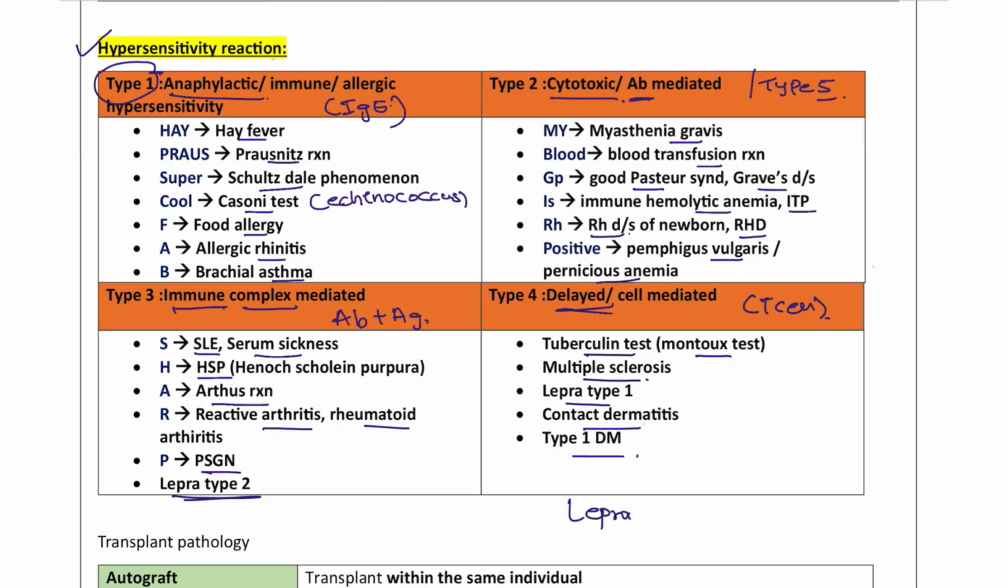Lepra reactions will follow the rule of 5. So type 1, if you add how much, there will be 5, 4. So type 4 hypersensitivity reaction. Lepra rule of 5 again. Type 2 lepra reaction, if you add 3, hypersensitivity reaction, right? This is one of the important questions.